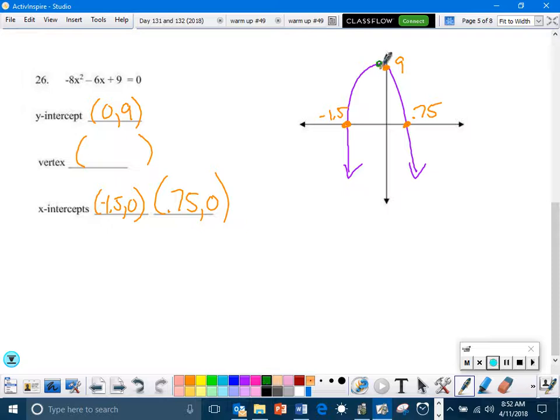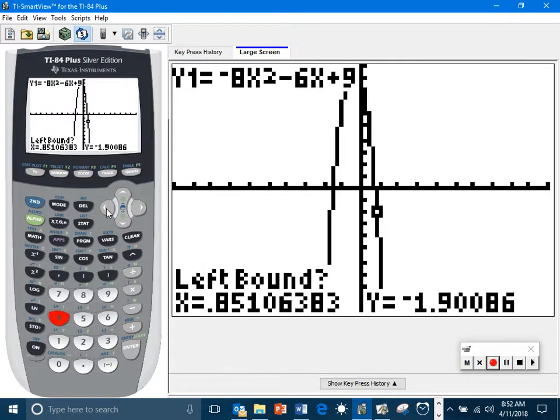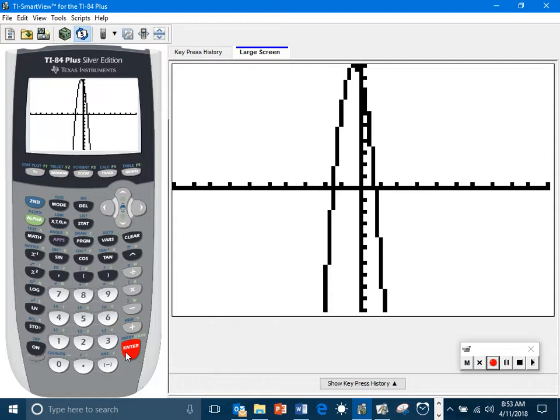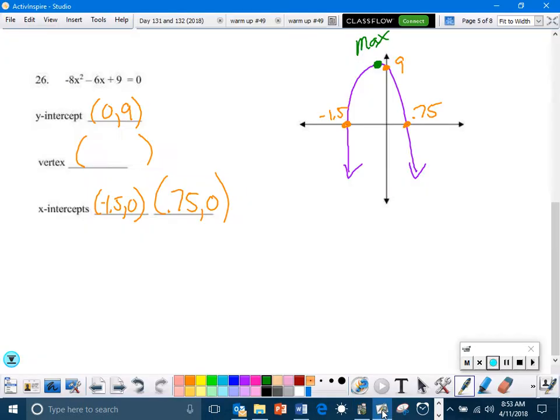Okay, and then the vertex here is going to be a maximum. So second trace, number 4, move it to the left side, enter, move it to the right side, enter, enter. So I'm going to round it -3.7 and 10.13. And then that is your vertex. All right, next page.